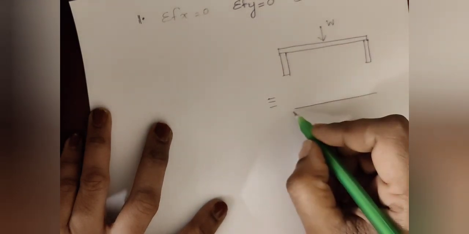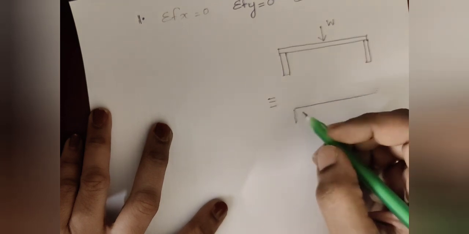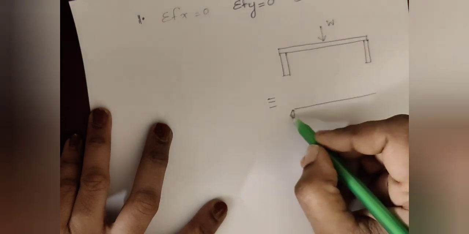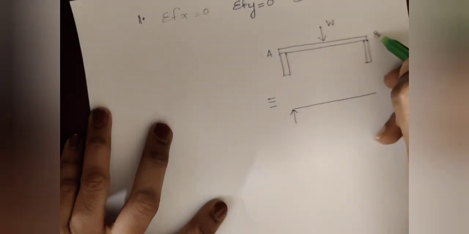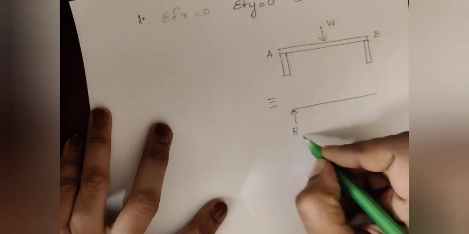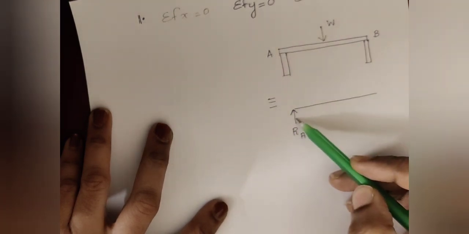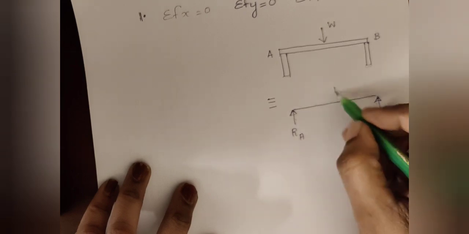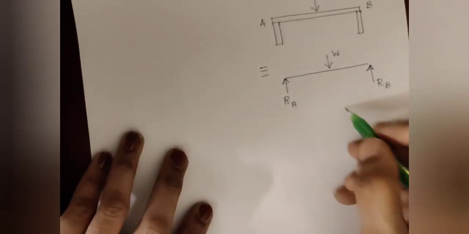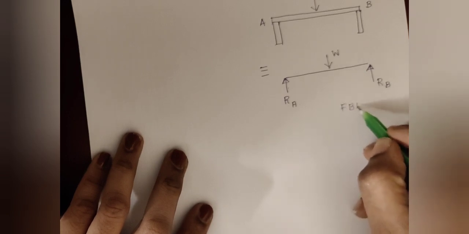As we have discussed, simple support restricts the vertical motion, so vertical reactions are developed. If you are naming this support as A and this as B, then the reaction at A is represented as RA. A simple support has only one reaction, that is the vertical reaction, which is normal to the support. Again at B, you have reaction RB. This diagram is known as the free body diagram.